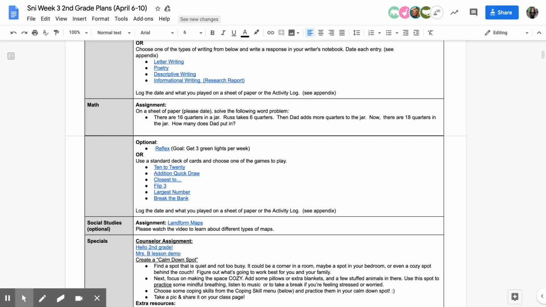3 green lights a week, and you can do Reflex anytime. It doesn't just have to be during the school day. It could be in the evening, it could be on the weekend, anytime that you have access to a device. Or you can play one of the following games using a standard deck of cards if you have some at home.